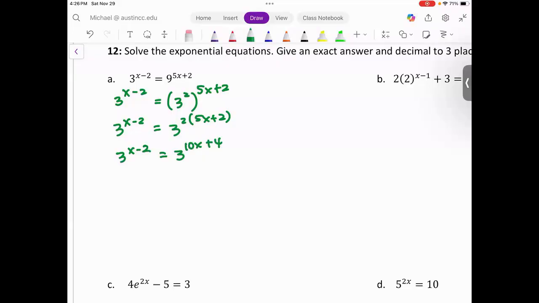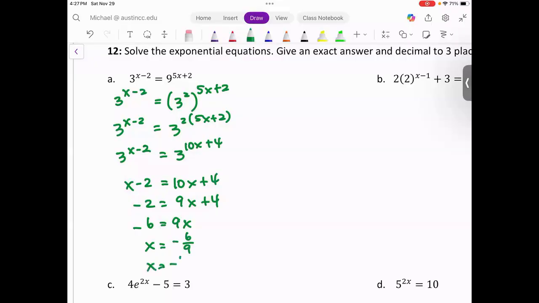Now we've got the same base. So we can set those exponents equal to each other. So we get x minus 2 equals 10x plus 4. If we subtract x from each side, we're going to get negative 2 equals 9x plus 4. If we subtract 4 from each side, we'll get negative 6 equals 9x. Divide each side by 9, we get x equals negative 6/9. And if we want to simplify it a little bit, we can divide by 3 to get x equals negative 2/3.